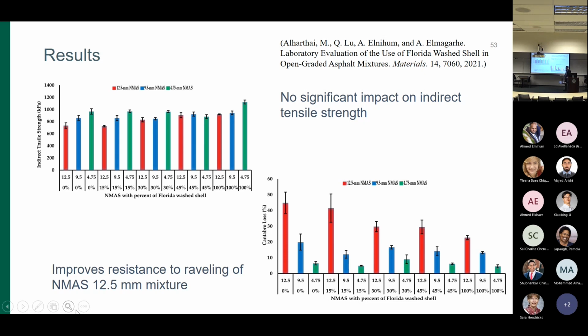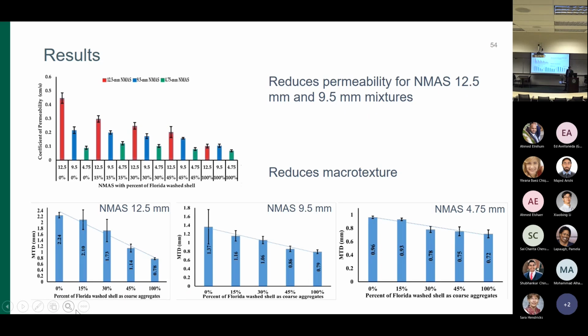findings are that the incorporation of a small percentage of seashell material will not significantly impact the performance of the porous asphalt mixture, but it will reduce the permeability to some extent. And it also reduces the surface macro texture. So you reduce the air void content and permeability, which from that perspective is not good for noise reduction. But it will reduce the macro texture, which is beneficial for reducing tire noise.